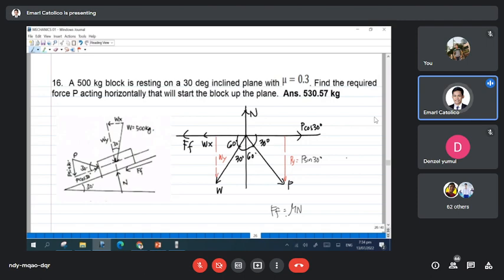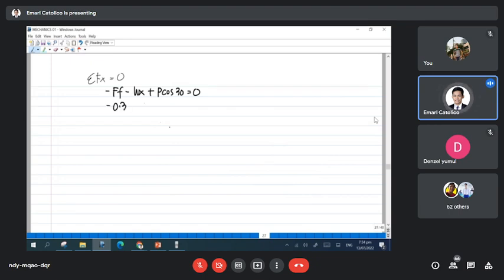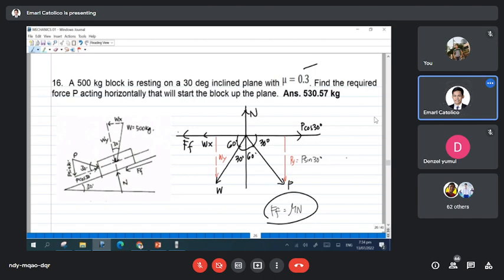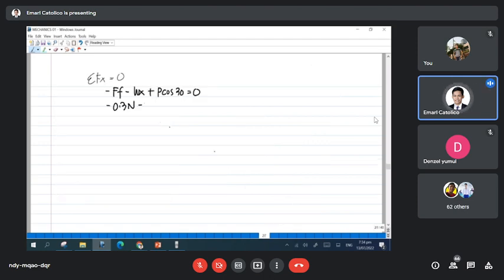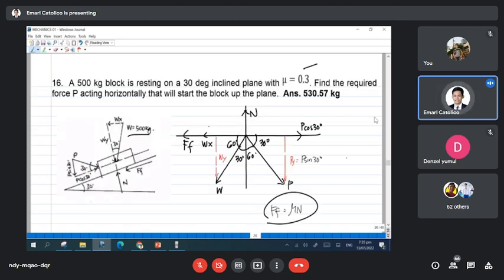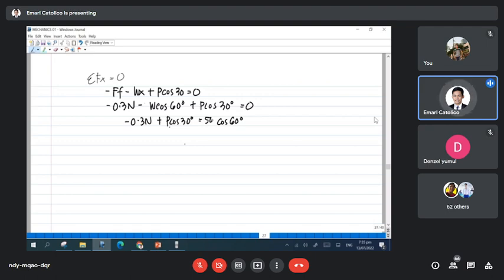Okay? So ano formula ng frictional force? Mu N. Ano yung mu natin? 0.3. Normal force, wala tayong value. So, write mo siya in terms of N. So, negative 0.3 N. Wx natin, since merong given na weight, which is 500 kilogram. So, 60 ang angle, ano? So, negative 0.3N minus W cosine 60 plus P cos 30 degree equals 0. So, simplify lang natin. Negative 0.3N plus P cos 30 is equals to W cos 60. Okay? Nilipat ko lang si W cos 60 sa kabila. Anong value ng W? So, 500. Gawin natin 500 cos 60. Solve natin as equation number 1.